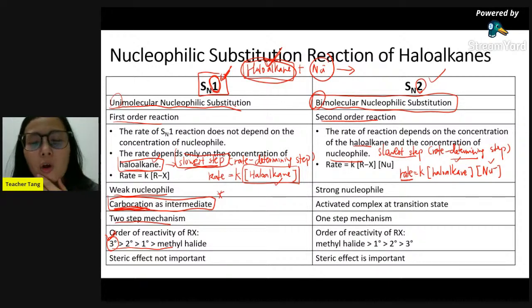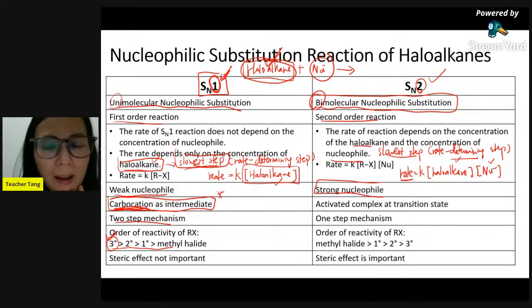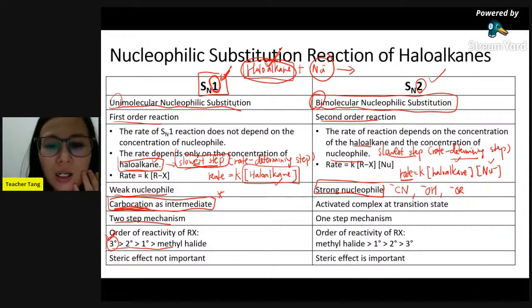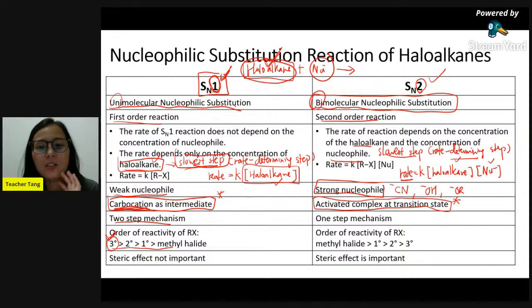Okay, so the SN2 reaction requires a strong nucleophile. Still remember what a strong nucleophile is? It must have a negative charge. Examples: cyanide ion, hydroxide ion, and alkoxide ion. So those with a negative charge. And then the SN2 reaction will form an activated complex at the transition state. Later on, we are going to see how to draw this. And for SN2, basically it involves a one-step mechanism.